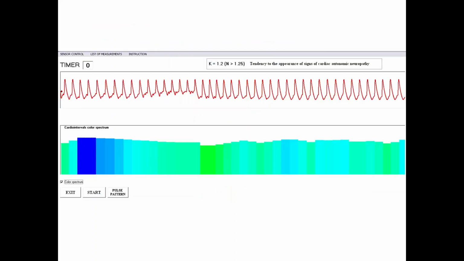Valsalva test results are shown here. We see small changes in cardio intervals in the phase of tension and release.